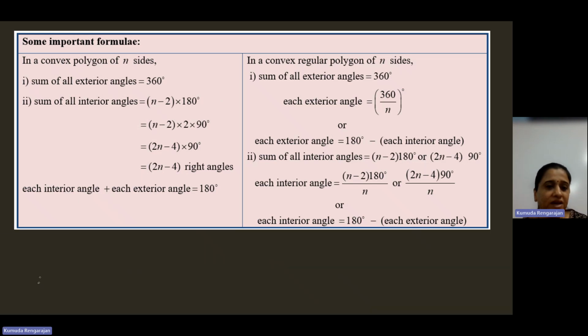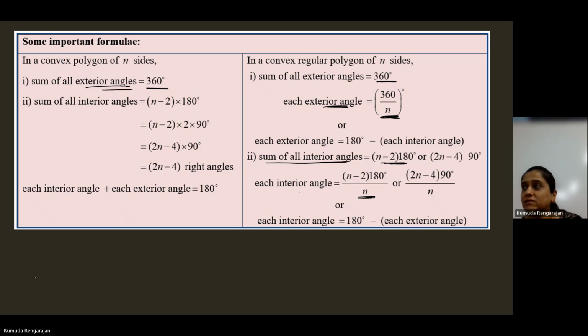Now this is in the case of a polygon. If it is a regular polygon, the sum of all the exterior angles is 360, so each exterior angle will be 360 by n. Similarly, the sum of all the interior angles is (n minus 2) into 180, so each interior angle will be (n minus 2) into 180 by n. And each exterior angle will be 180 minus each interior angle. Each interior angle will be 180 minus each exterior angle.